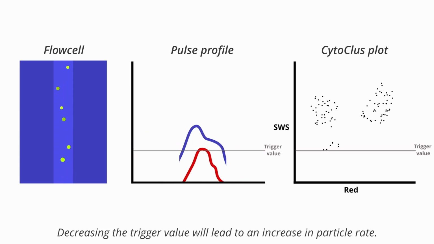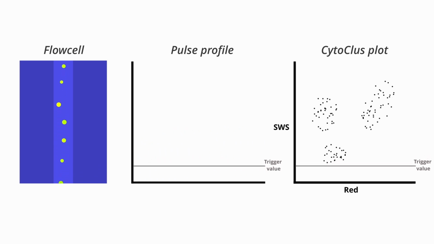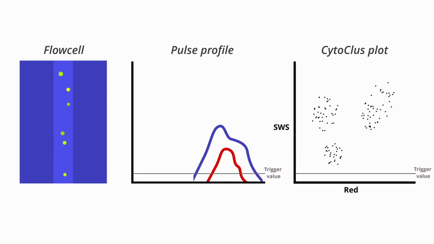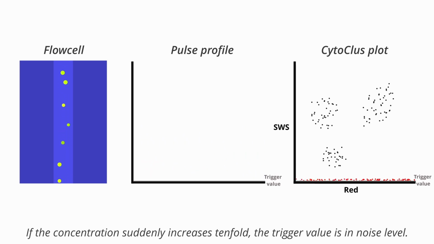Decreasing the trigger value will lead to an increase in particle rate. If the concentration suddenly increases tenfold, the trigger value is in the noise level.